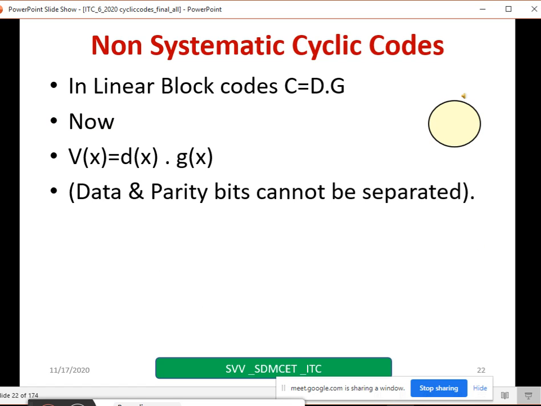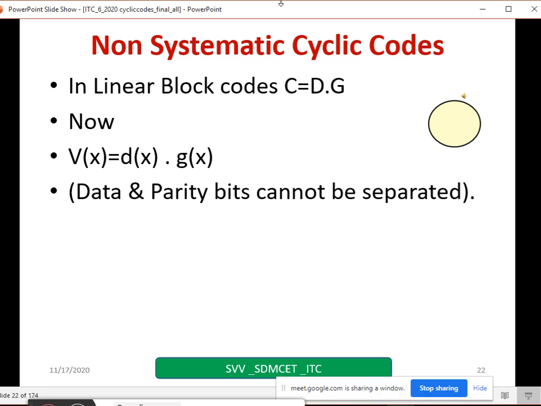Non-systematic cyclic codes we will discuss now. After that, systematic. And in linear block codes, we have discussed C is equal to D into G. Now, we use V of X for a code word, and V of X equals D of X into G of X.